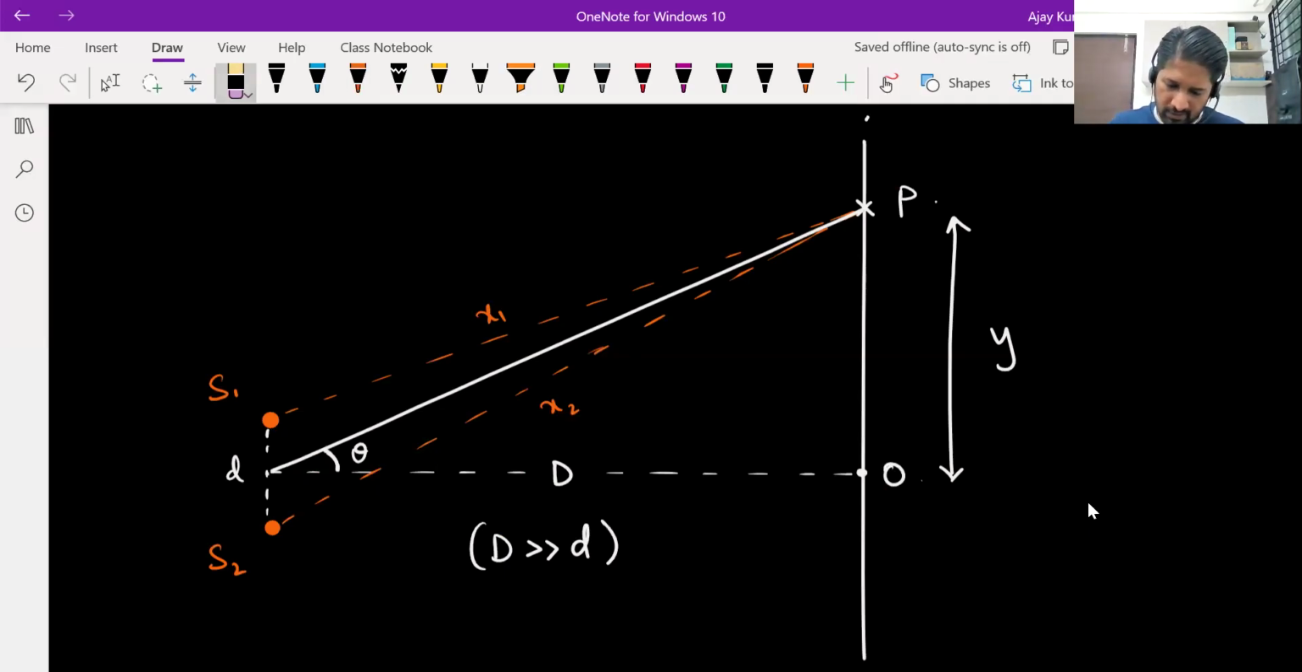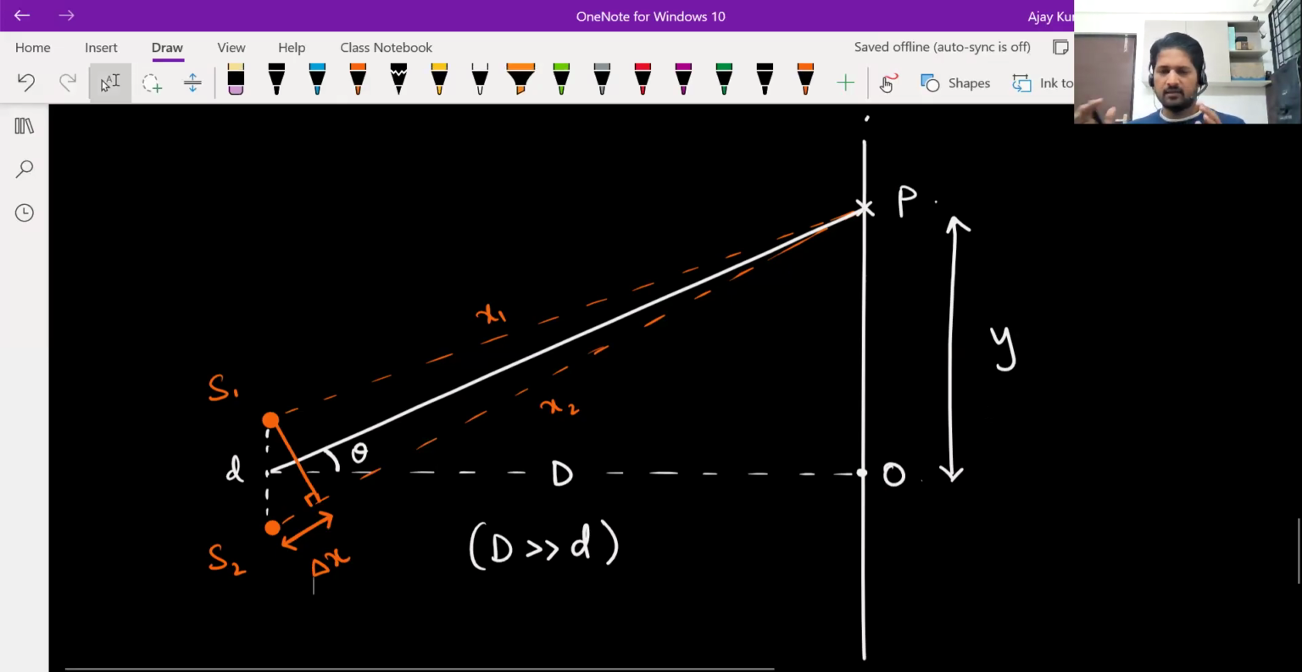You just draw a perpendicular from S1 onto the wave traveling from S2. You draw a perpendicular like this. Then this distance from S2 to the foot of perpendicular is the extra distance that is traveled by the wave from S2 compared to the wave from S1. Are you able to visualize this, how that is the extra distance? Yes, sir. Okay.